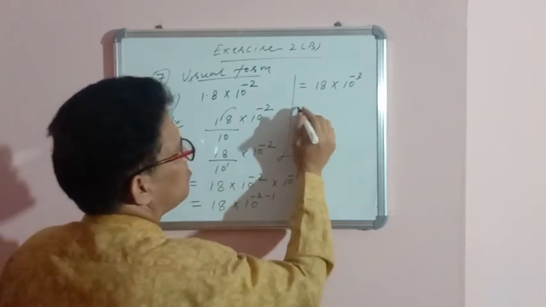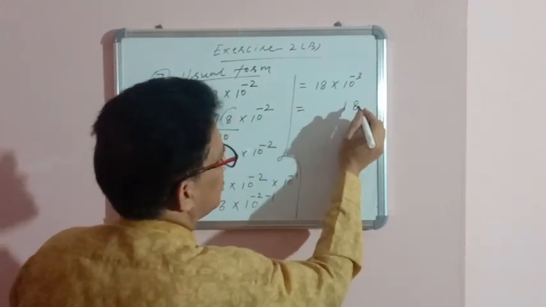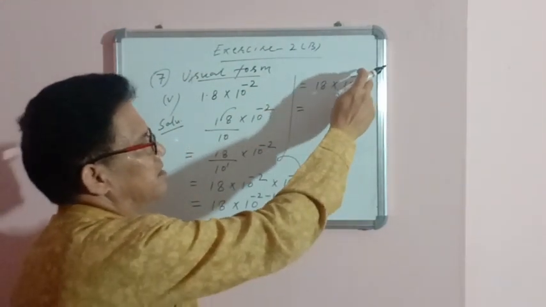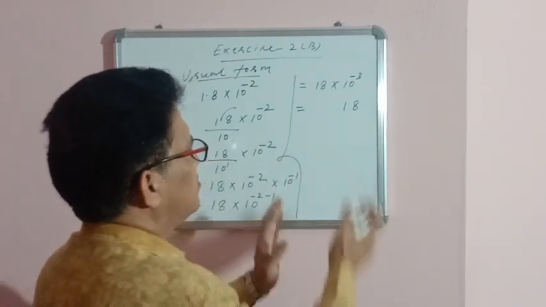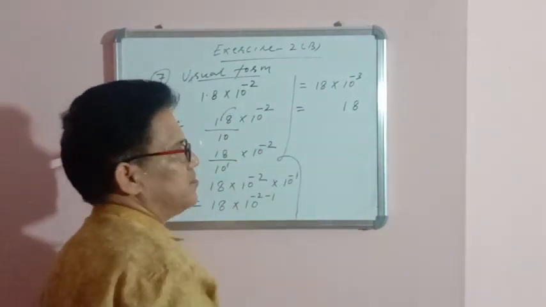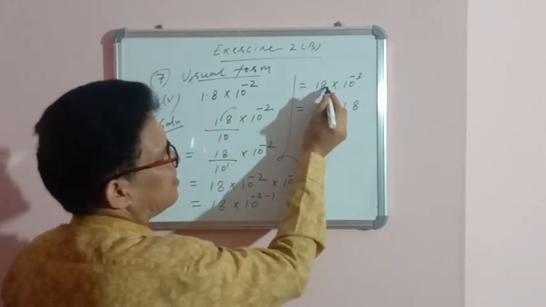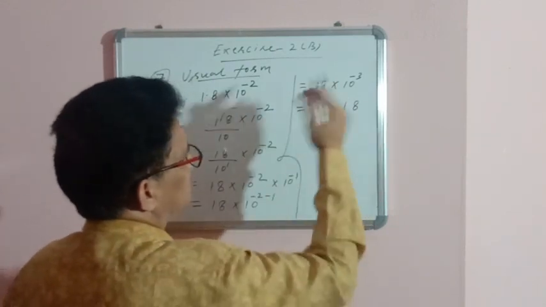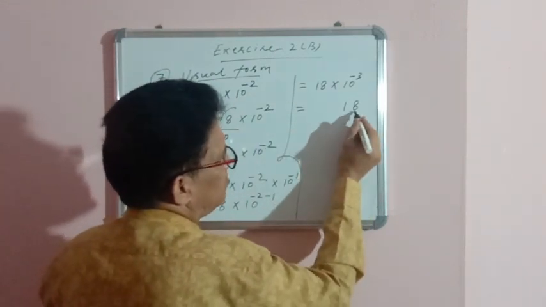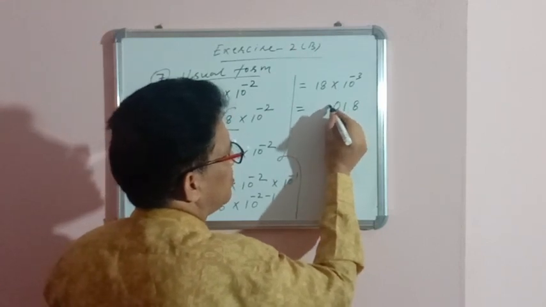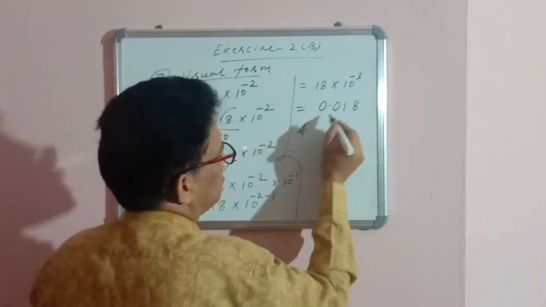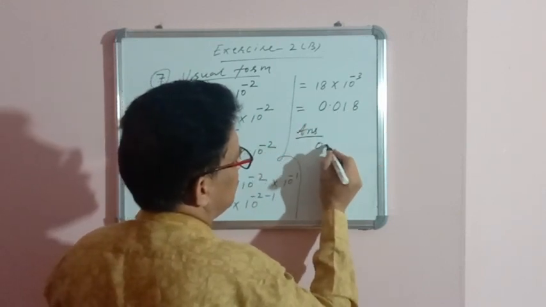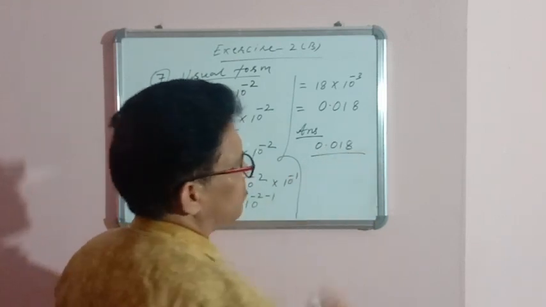Then what will we do? We will write 18 here. Because the exponent is negative, we will move left. When the exponent is positive, we move right; when it is negative, we move left. The decimal is here, with nothing after it, meaning 18.0. We will move 3 places to the left: 1, 2, 3. So this is our answer, 0.018. This is the usual form we have got.